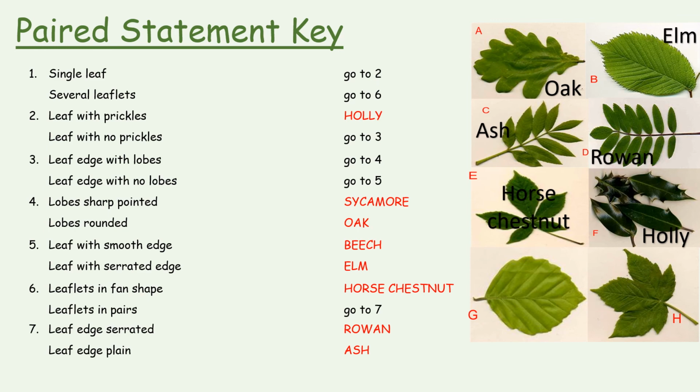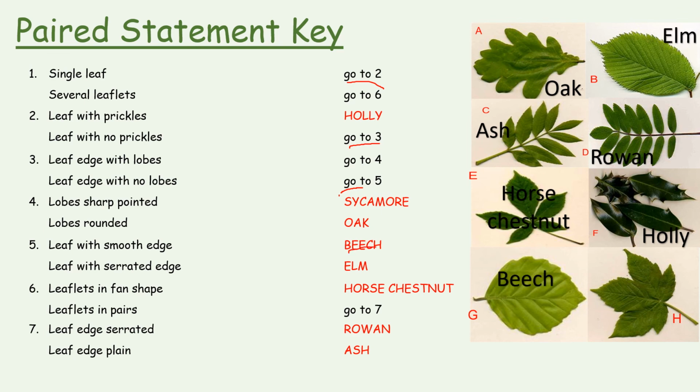So for G, it is going to be a single leaf, so we've got to go to 2. It's got no prickles, so we've got to go to 3. And it has got a leaf edge with no lobes, so we've got to go to 5. And then it's got a smooth edge, so it's going to be beech.